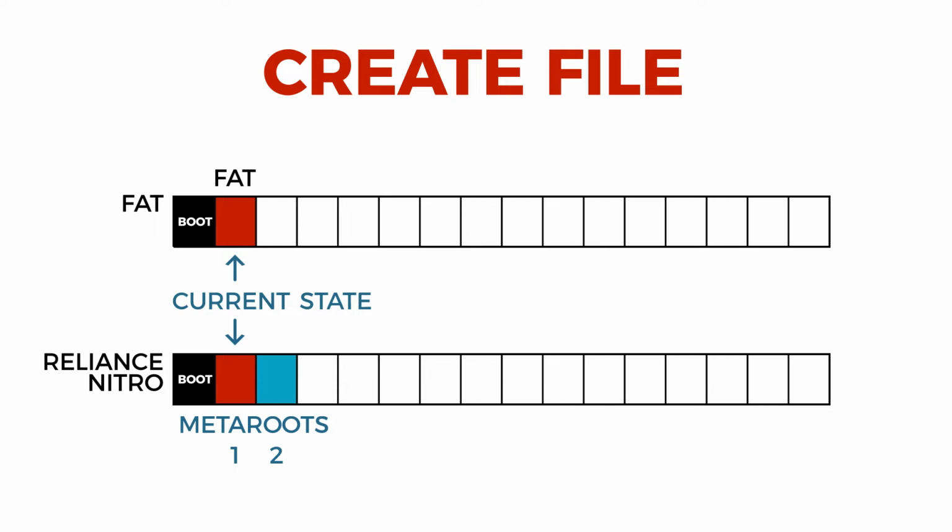Creating a file on each file system is done pretty much the same way. Write the data blocks and then update the system blocks, in this case the FAT or the meta root. Each time we write a file, we change the state of the media to the next known good state.